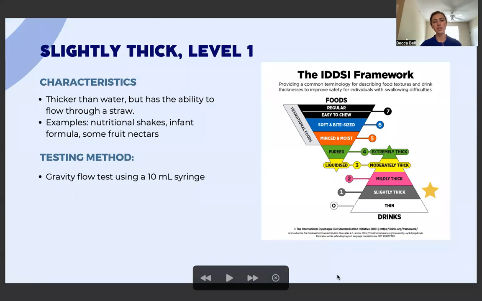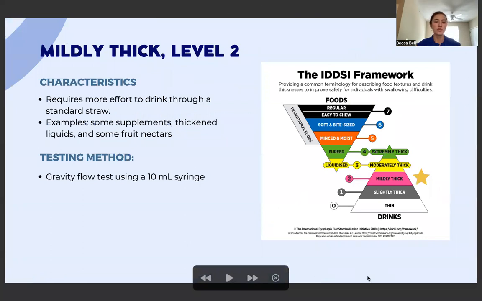Slightly thick liquids, level 1, are thicker than water, but has the ability to flow through a straw. And these can be things like nutritional shakes, infant formula, some fruit nectars. And to test this, we are using that gravity flow test.